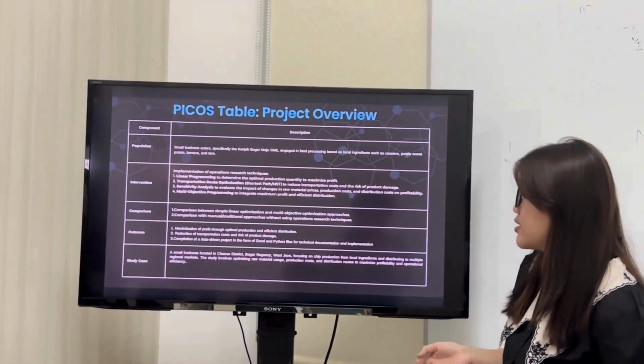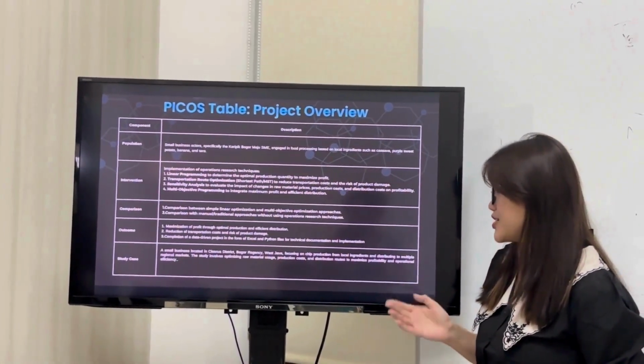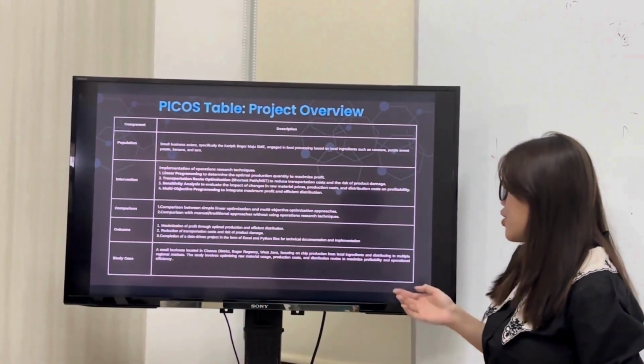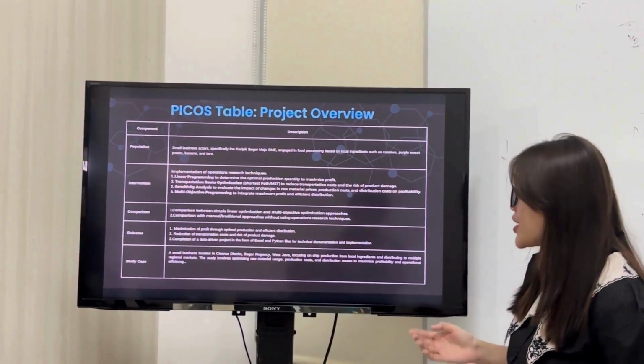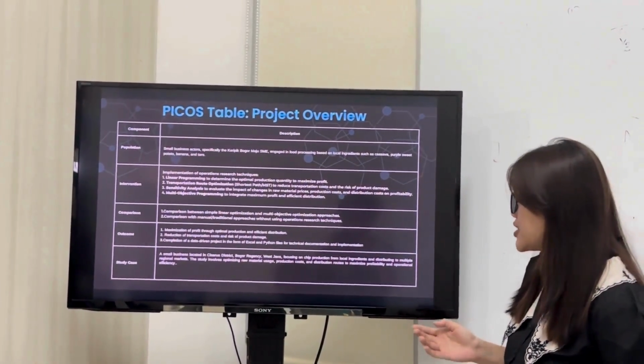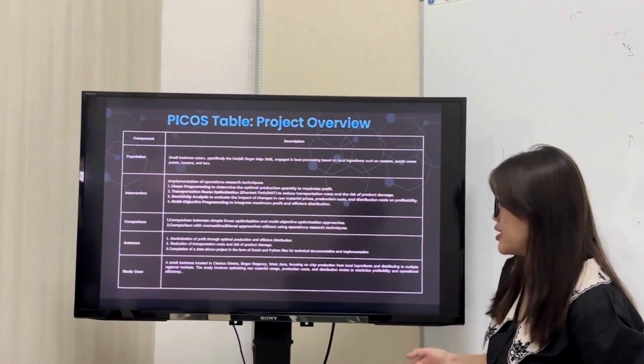It is a small business located in Cisarua district, Bogor Regency, West Java, focusing on chips production using local ingredients and distributing to multiple regional markets. The study involves observational material research, production costs, and distribution routes to maximize profitability and operational efficiency.